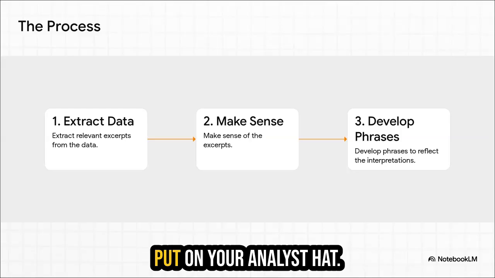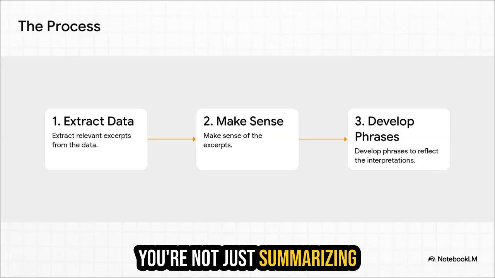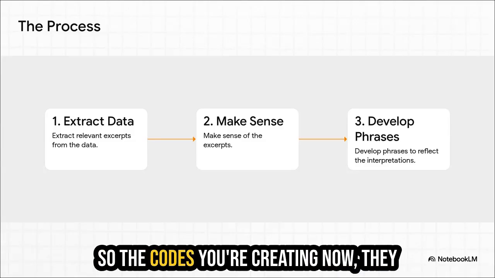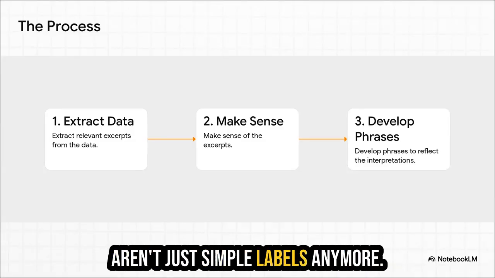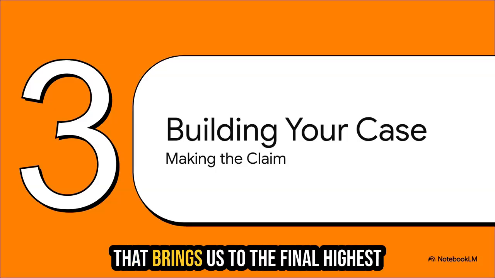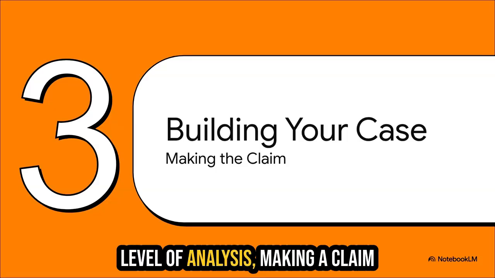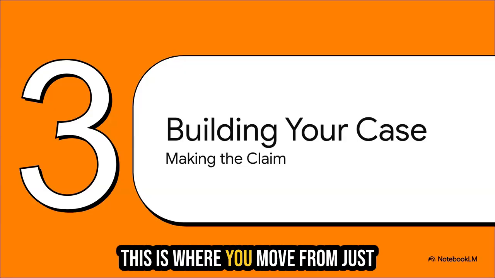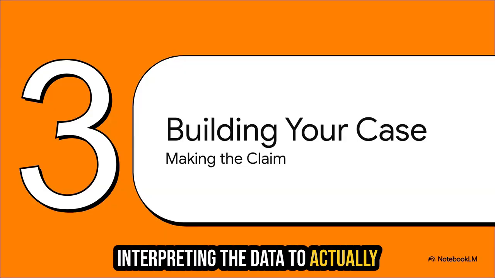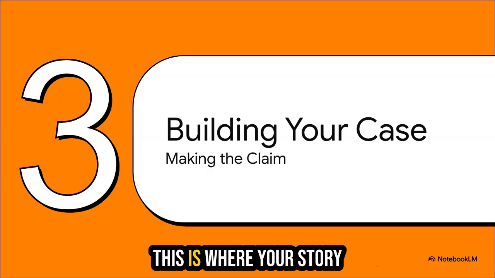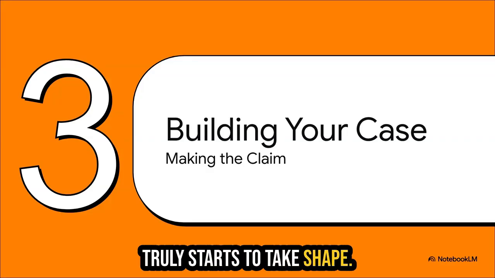This is where you really put on your analyst hat. You're not just summarizing anymore. You're asking why and what does this suggest? So the codes you're creating now, they aren't just simple labels anymore. They're actually the first real seeds of insight. And that brings us to the final, highest level of analysis, making a claim, or what we call presumption. This is where you move from just interpreting the data to actually using it as evidence to support a bigger argument or conclusion. This is where your story truly starts to take shape.